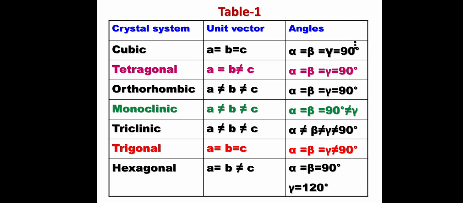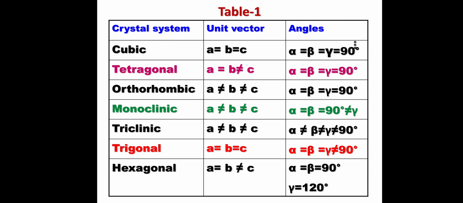So such is a cubic system, and some examples of a cubic system are sodium chloride, that is NaCl, calcium fluoride CaF2, and sodium chlorate NaClO3, right. And the second crystal system is tetragonal, in which A equal to B.